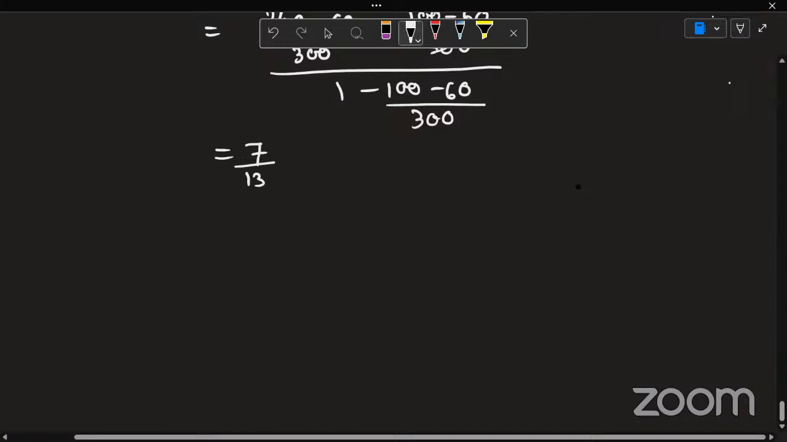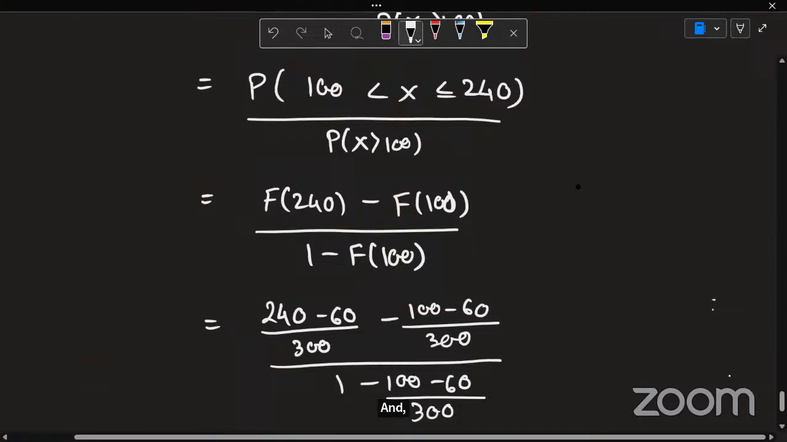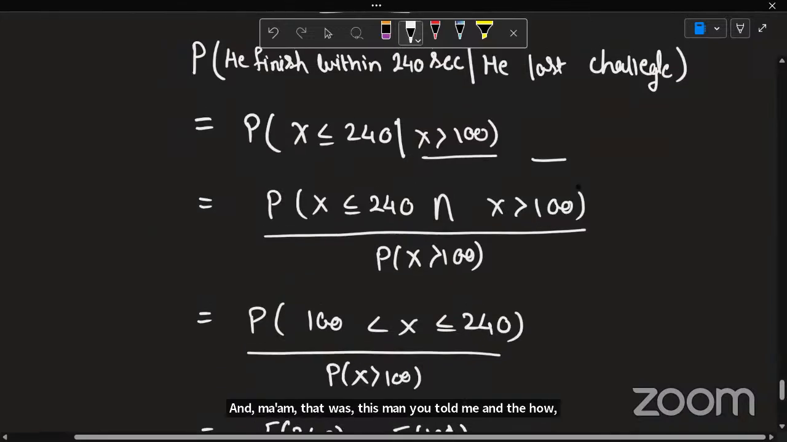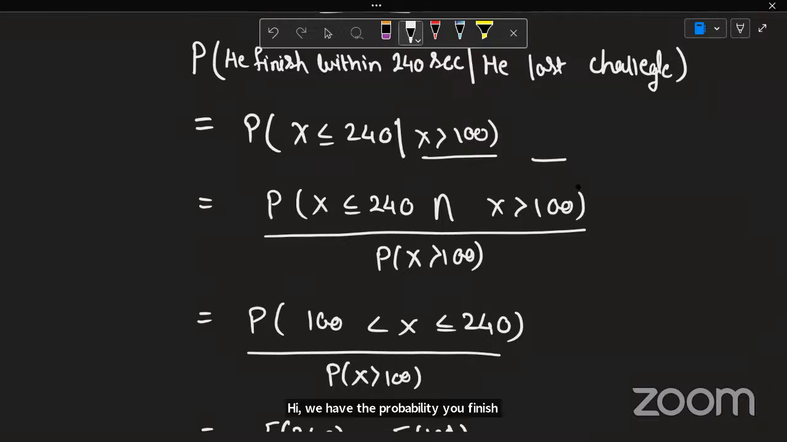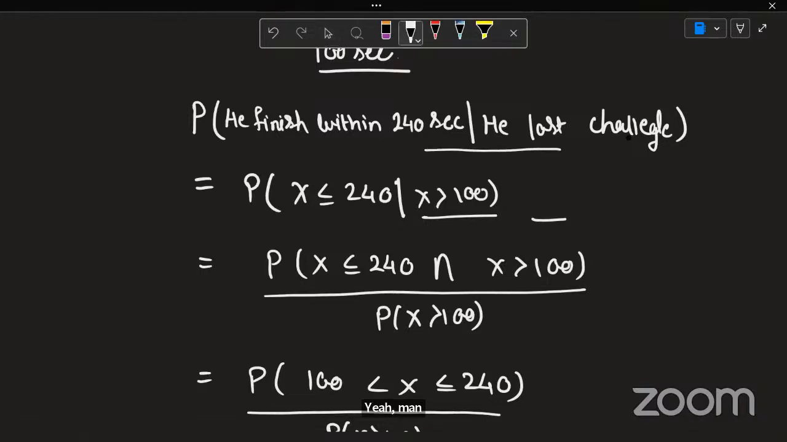Any doubt from this question? Ma'am, you told me how conditional probability works and that was fine. After that, I got confused. The probability he finished within 240 seconds, given the condition that he lost the challenge. After that, you told me this, so fine. After that, how did you do it? Can you elaborate a little bit more? Probability he finished within 240 seconds, given he lost the challenge, equals the probability x is less than or equal to 240, given x is greater than 100. Up to that, fine, ma'am.